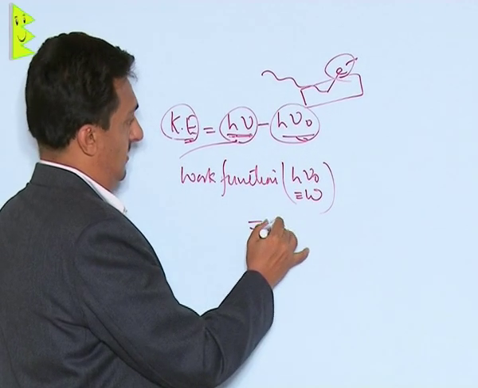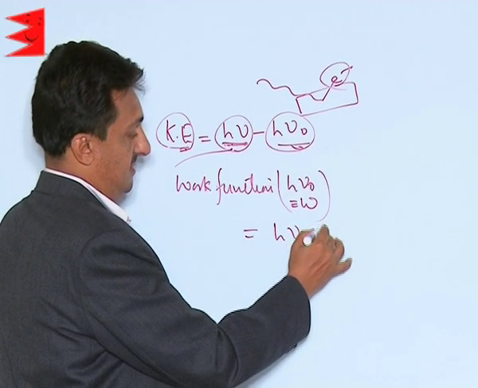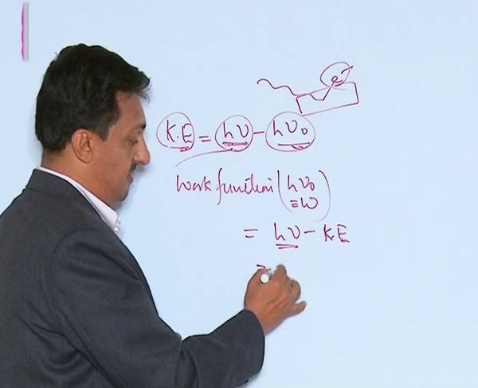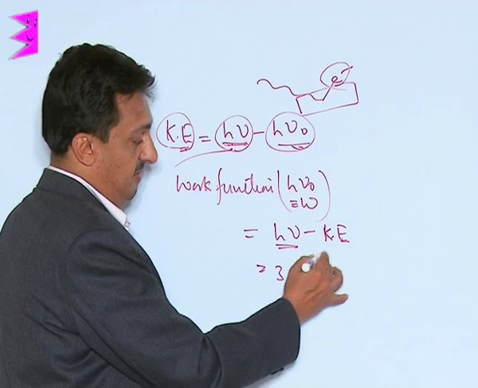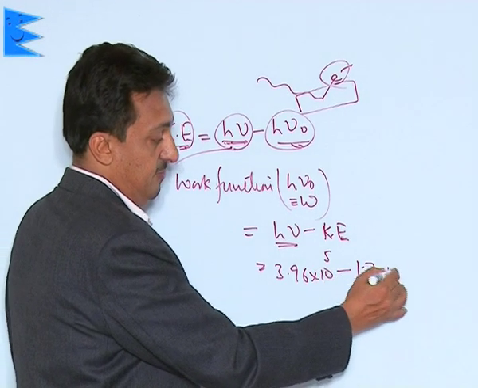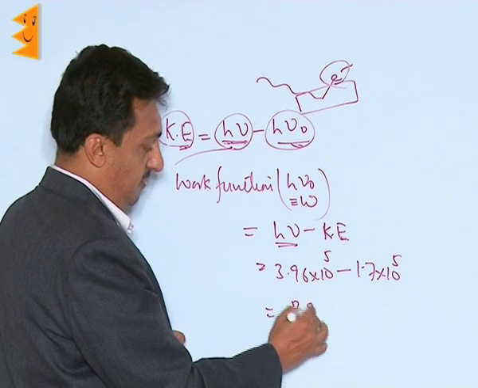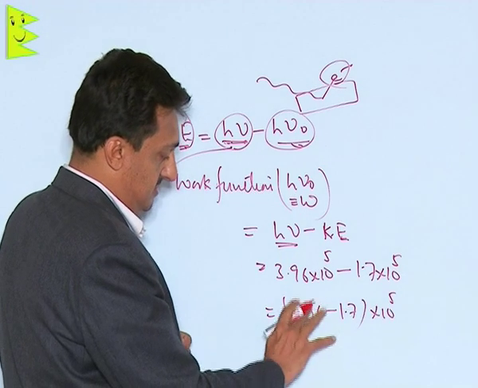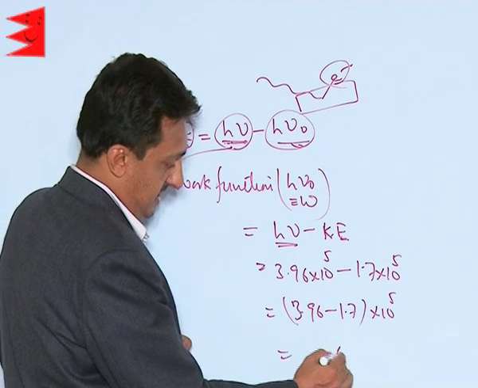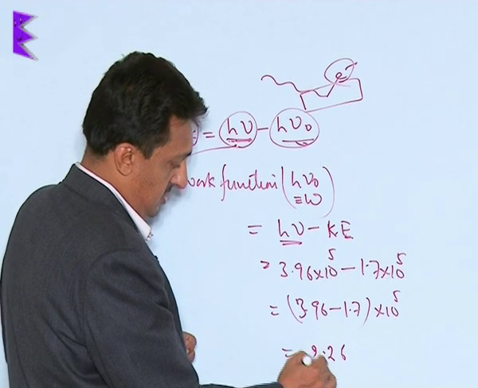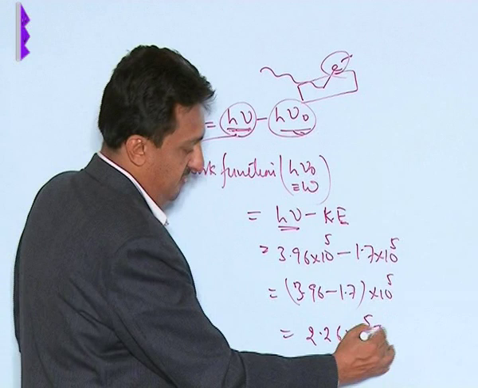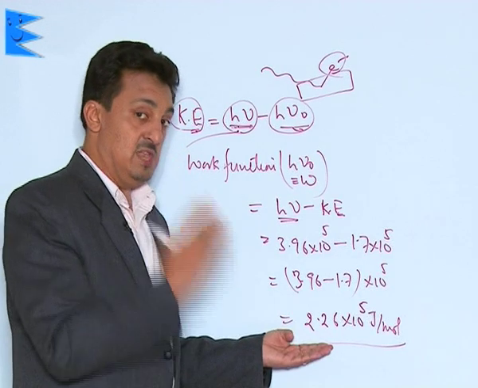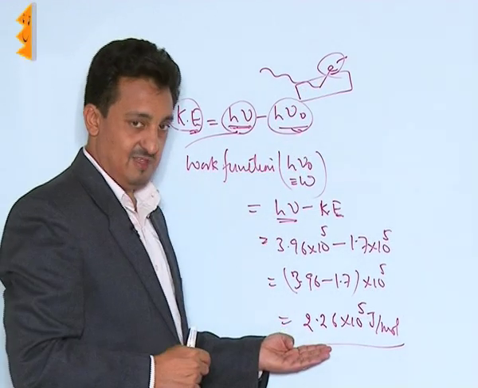is h nu minus the kinetic energy. This is the energy of the incident radiation which came out to be 3.96 into 10 to the power 5, and the kinetic energy of the electron was 1.7 into 10 to the power 5. So this is 3.96 minus 1.7 into 10 to the power 5. So this comes out to be 2.26 into 10 to the power 5 joules per mole. So this is the work function. This much energy is the minimum energy required to knock out an electron from this metal surface.